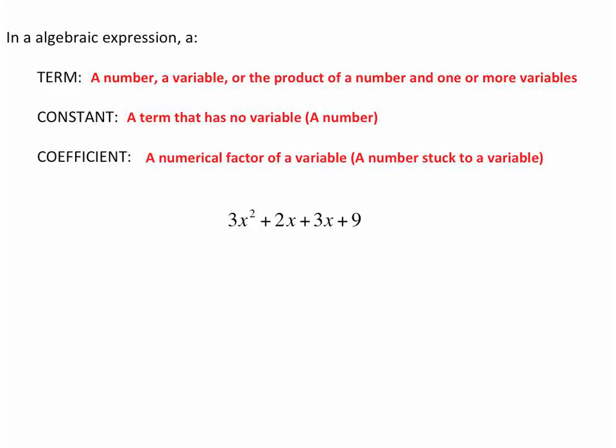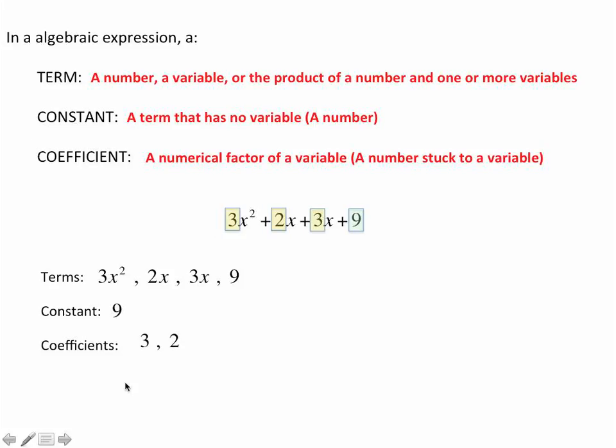All right, so if we look at this expression down here below, we can see a couple of these things illustrated. So the terms are the individual pieces. Terms are always separated by plus or minus signs. So this is a term, this is a term, this is a term, and this is a term. All right, all the individual pieces. A constant is the number that doesn't change. So in this one, the 9 is a constant. There's no variable stuck to the 9. The 9 will always be a 9. And then the coefficients are the numbers that are stuck to any variable expressions. So the 3, the 2, and then the other 3 there. So the coefficients would be 3 and 2, 3 being listed twice. Okay? So some little vocab.